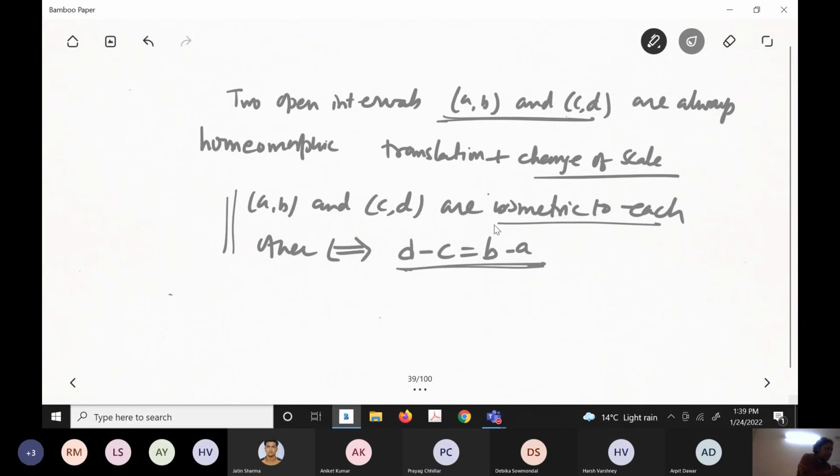And if you are saying isometric to each other, then by diameter you can do it, or you can prove it directly also. If they are isometric to each other, then obviously it will help. And if you have this, you can prove the isometry. For this, you just need some translation. On the other hand, suppose this is an isometry.